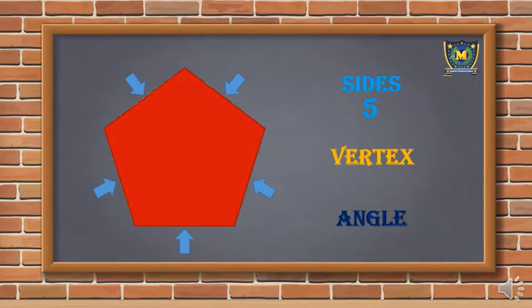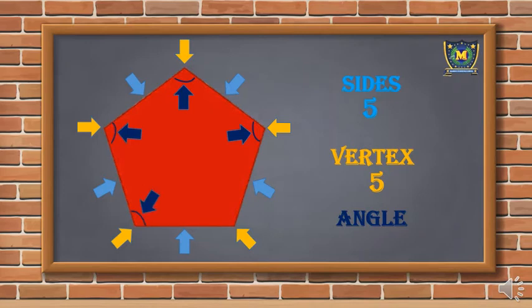Okay, let's proceed to vertices. Let's count how many vertices a regular pentagon has. Let's start. 1, 2, 3, 4, 5. Okay, a regular pentagon has 5 vertices. And the last one, the angle. Let's count. Angle can be found inside a polygon, right? Let's start. 1, 2, 3, 4, 5. Okay, a regular pentagon has 5 angles.